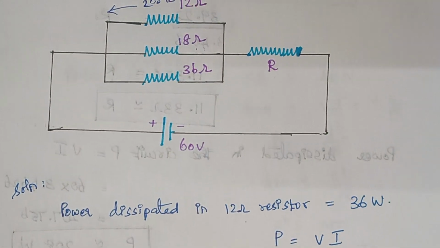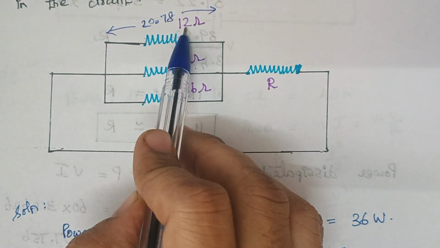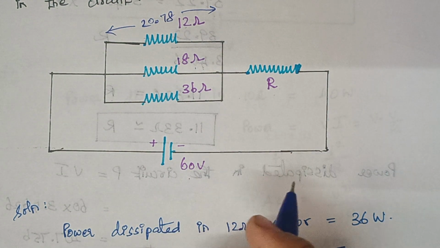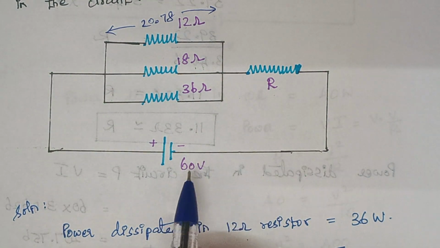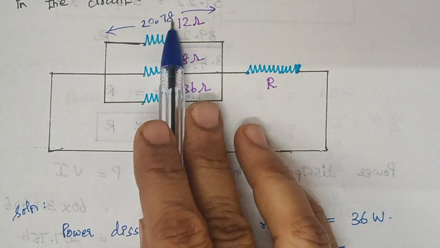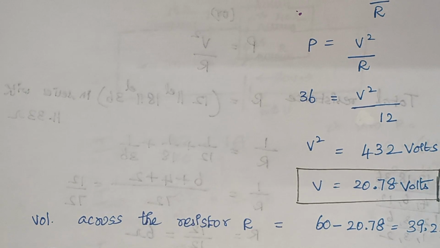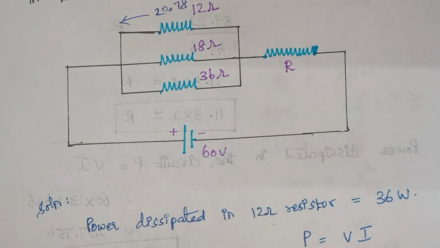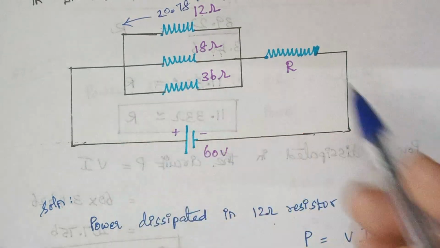Right. And the next thing is, we know the voltage across this parallel combination as 20.78. And the total supply voltage is 60 volt. Then what will be the voltage across this R ohm resistance? So here we have to subtract 20.78 from 60. That is 60 minus 20.78 gives the value of 39.22 volt.